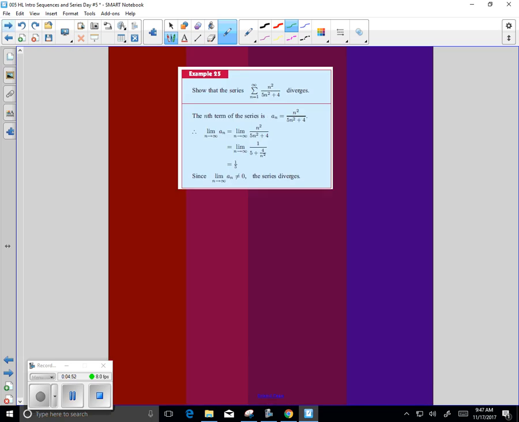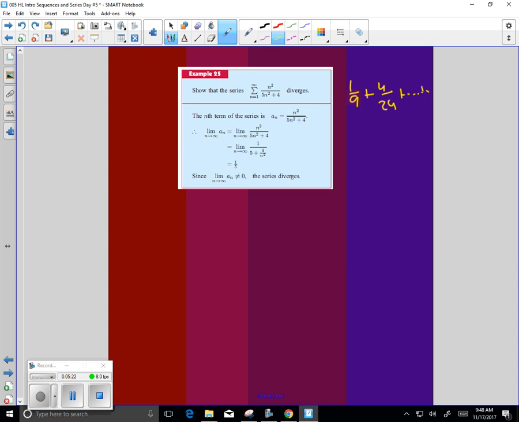Take a look at this one. You have n squared over 5n squared plus 4. And you start putting numbers in. You could put a 1, and you're going to get, what is that, 1 over 9. And then the next one's going to be 4 over 24, right? I think. And then it'll just keep going and going and going. Will this series converge or not?